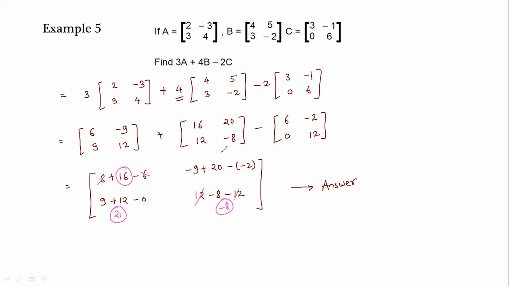Is it correct? See, 6 and minus 6, it will cancel out, it will be 16, right? Minus 9 plus 20, it will be 11, 11 plus 2, it will be 13, 9 plus 12, it will be 21, right? And it will be minus 8. So this will be your final answer. What will be your final answer? [16 13; 21 -8]. Right?